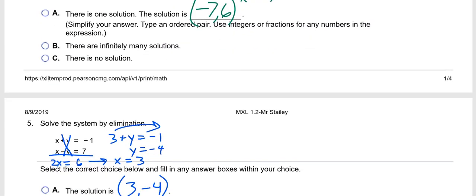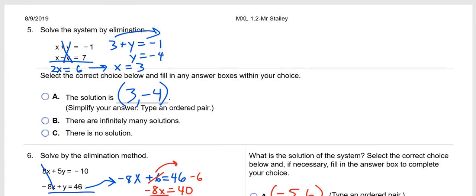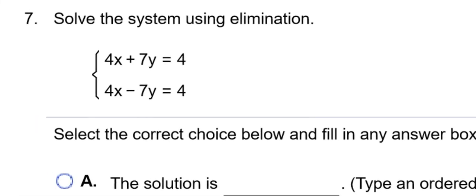Okay, let's see what's next. So far I think we got everything there, good. Can we add these two equations together right now and get rid of one of the variables? Okay, do it. Add them together. It shouldn't be that difficult for you. Find the coordinate where they cross.